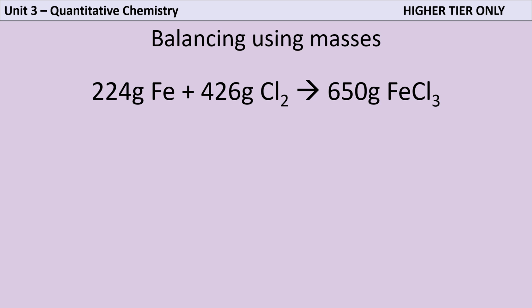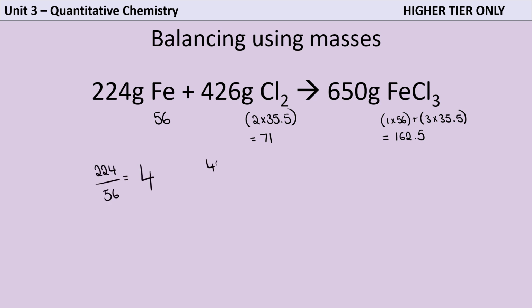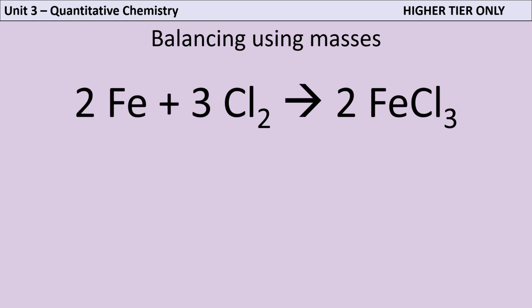So first of all, you need to know the relative mass of each of the substances. How much would 1 mole have a mass of? So iron, we can look up on the periodic table, that would just be 56. And then 2 chlorines in a chlorine molecule would give us 71. And then iron chloride, with 1 iron and 3 chlorines, would give us 162.5. So then if I divide each mass by those numbers, I find out that this would give me 4 moles of iron, it would give me 6 moles of chlorine, and it would give me 4 moles of iron chloride. And so if I simplify that ratio, instead of being 4 to 6 to 4, it can be 2 to 3 to 2. And this is exactly what I see when I look at the balanced symbol equation.